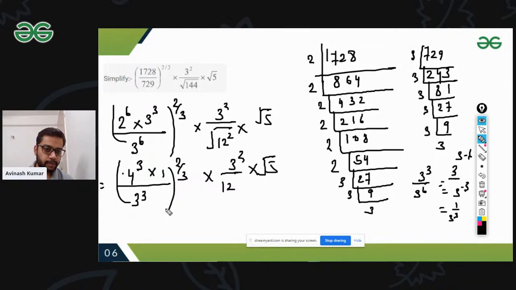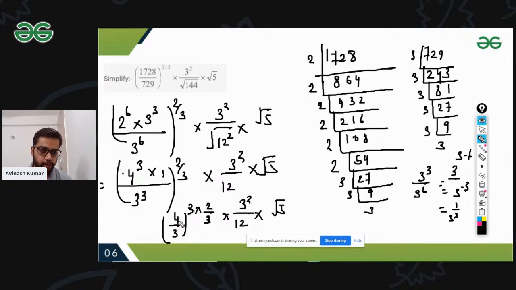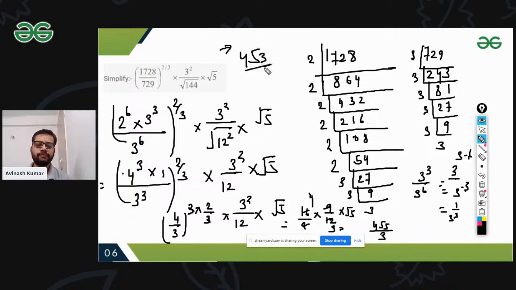Now can I write this as 4 by 3 to the power 3 into 2 by 3 into 3 square into 12 upon 12 into root 5? So this will cancel. This will give you 4 by 3 to the power 2. This will give you exactly how much? 16 by 9, multiplied by 9 by 12 into root 5. So this 9 and 9 cancel, 4 fours are 16 and 3 fours are 12. So this will give you 4 root 5 upon 3. The answer for this final question is 4 root 5 upon 3. This is our final answer.